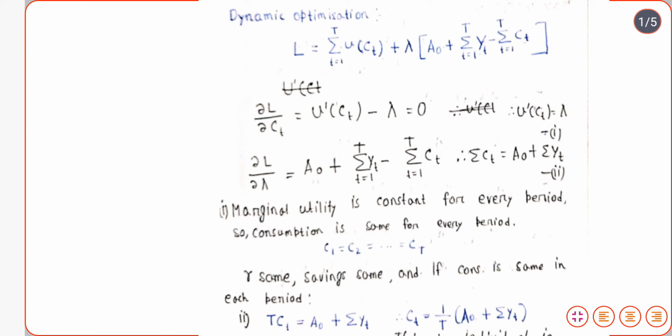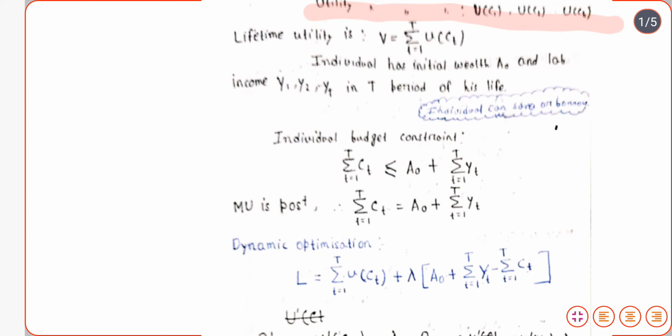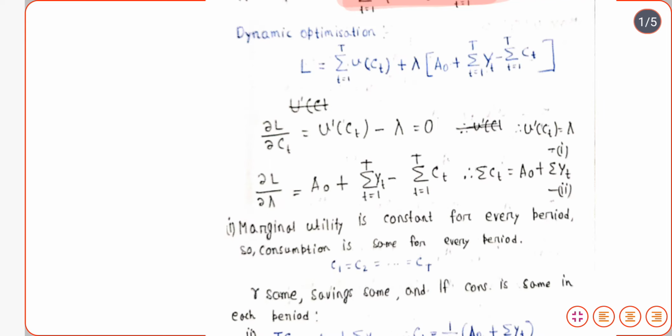Now we will try to optimize it. What is our constraint function and what is our objective function? Basically this is our objective function, V is equal to the summation from t equal to 1 to T of u of ct, and this is our constraint function. We will try to make a dynamic optimization of this. At first we have written the objective function, then we have written the constraint, and we have multiplied the constraint with lambda as we do in optimization.